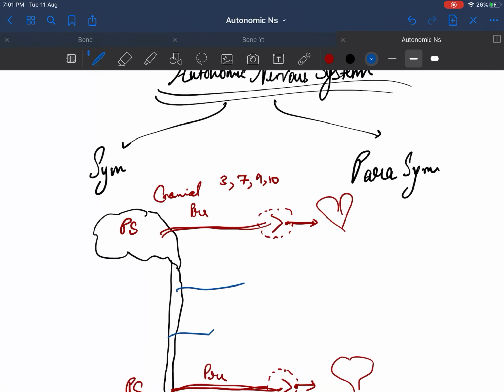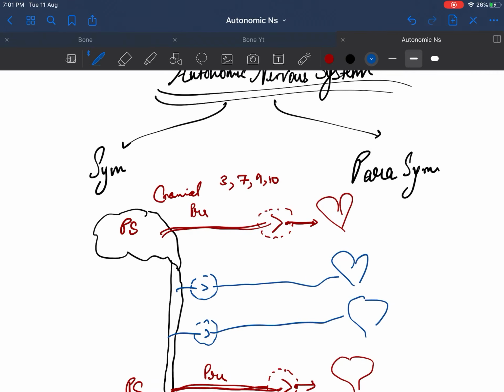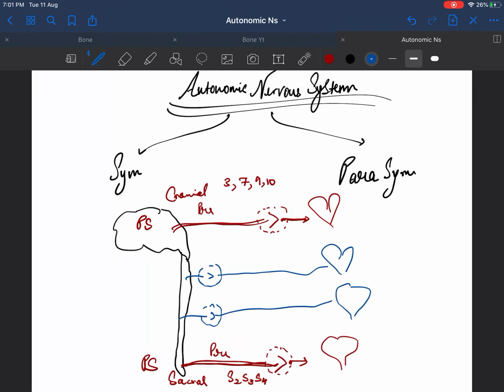and it is easy to understand that the ganglions in the sympathetic nervous system are closer towards the central nervous system, and the postganglionic fibers are longer, and then they can go towards the heart or, for example, the urinary bladder itself. So the blue one is the sympathetic nervous system, and it is derived from the thoracolumbar outflow.